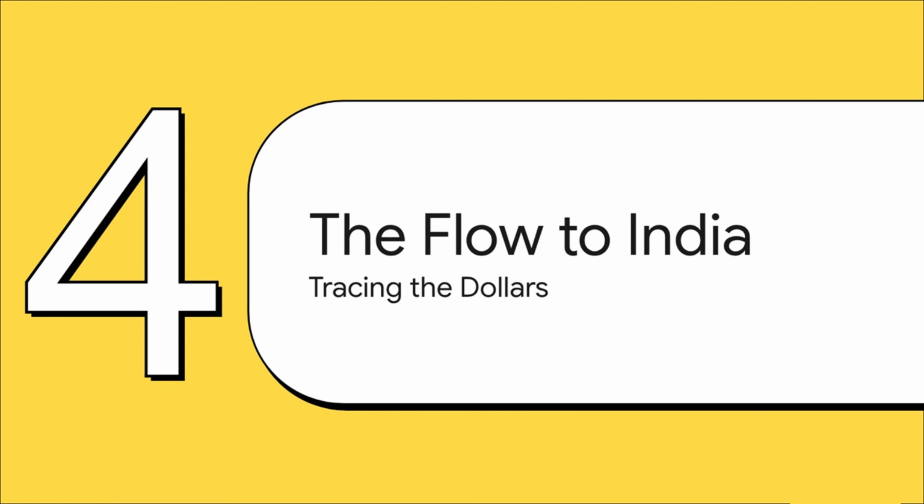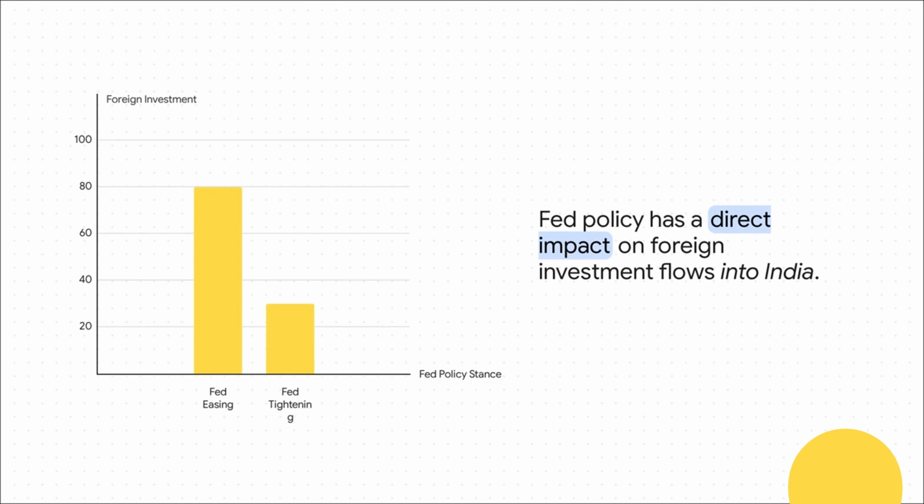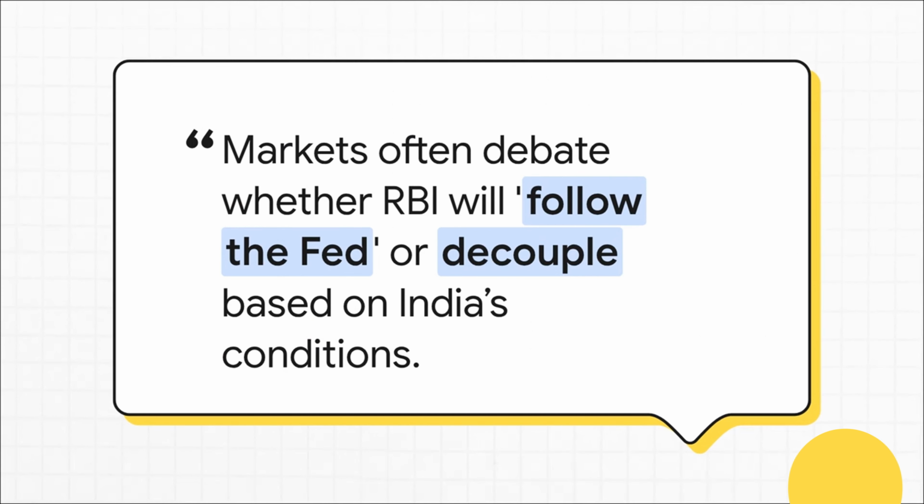Now let's get concrete. Let's zoom in and trace these dollar flows to see exactly how they hit a country like India. And the effect on India is, well, it's direct and it's dramatic. You can see it right here. When the Fed is in easing mode with low rates, foreign investment just surges into India. Investors are chasing those higher returns. But the moment the Fed starts to tighten, that flow can slow to a trickle, or it can even reverse, as all that capital gets sucked back to the safety of U.S. assets. And this puts India's own central bank, the RBI, in a really, really tough spot.